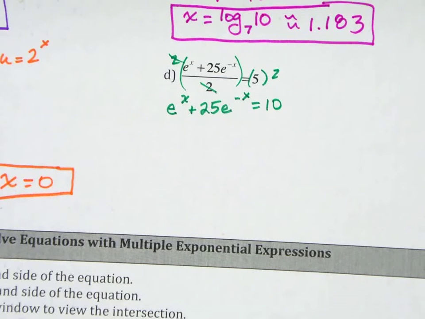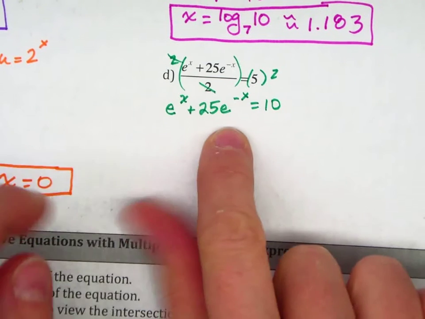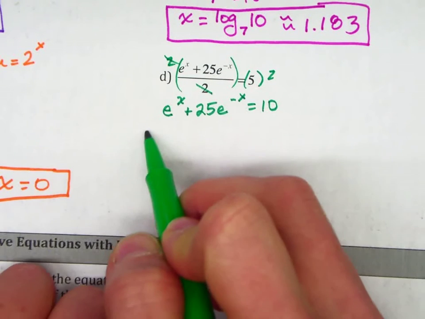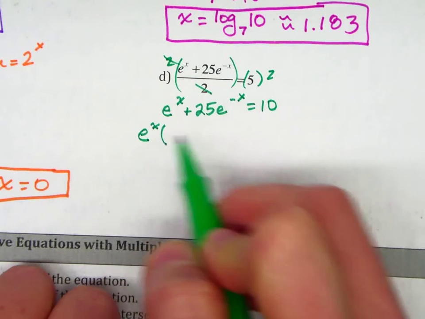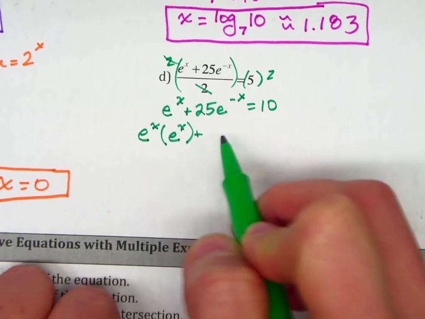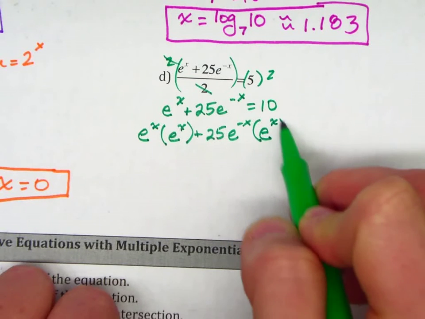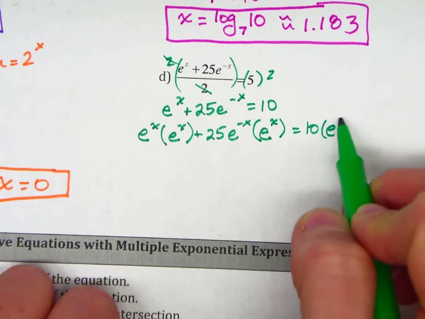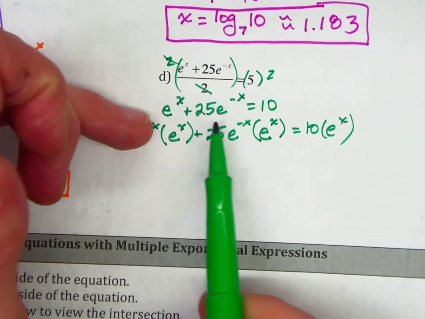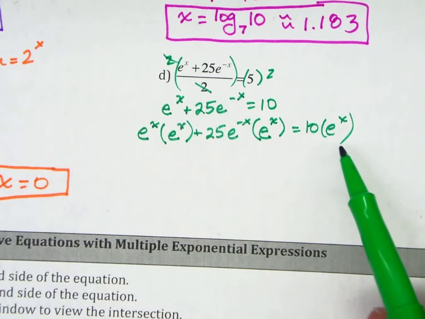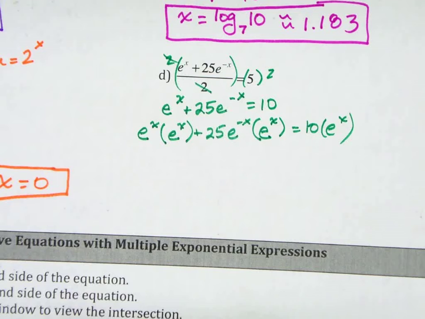Okay. So the strategy for getting rid of the negative x is to multiply to the same base to the positive x power. So what that's going to look like is we're going to have e to the x times e to the x plus 25e to the negative x times e to the x equals 10 times e to the x. So we had a binomial on the left-hand side, so it's like I'm distributing the e to the x, but we only have the one term on the right-hand side. So as long as you multiply everything, you're really just multiplying both sides by the same number.